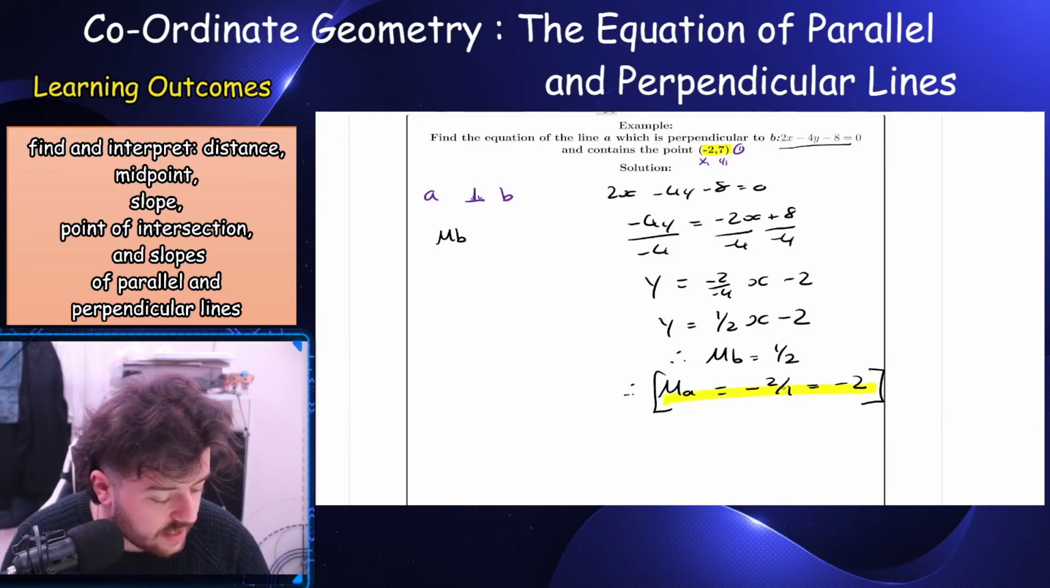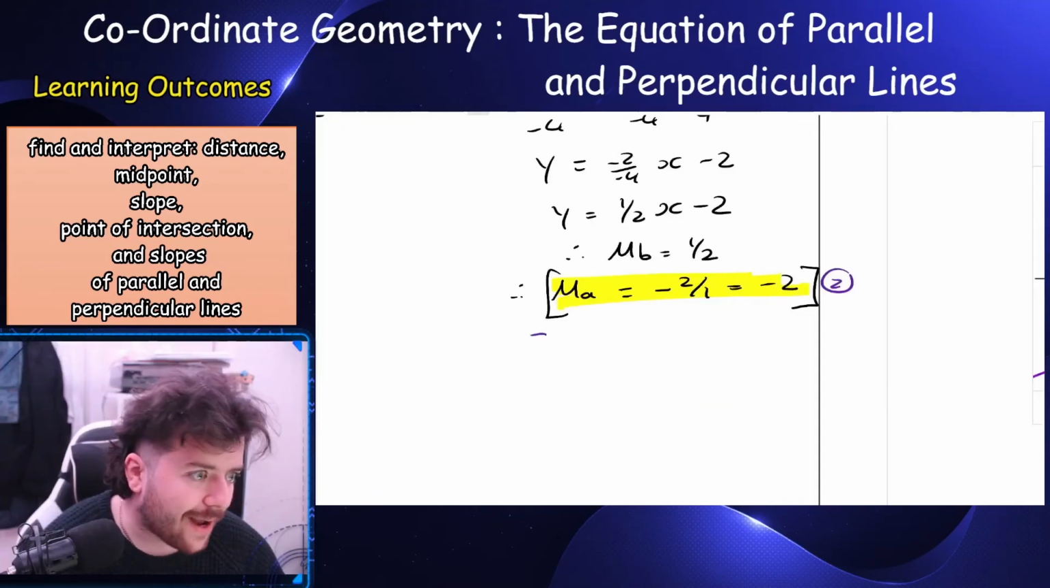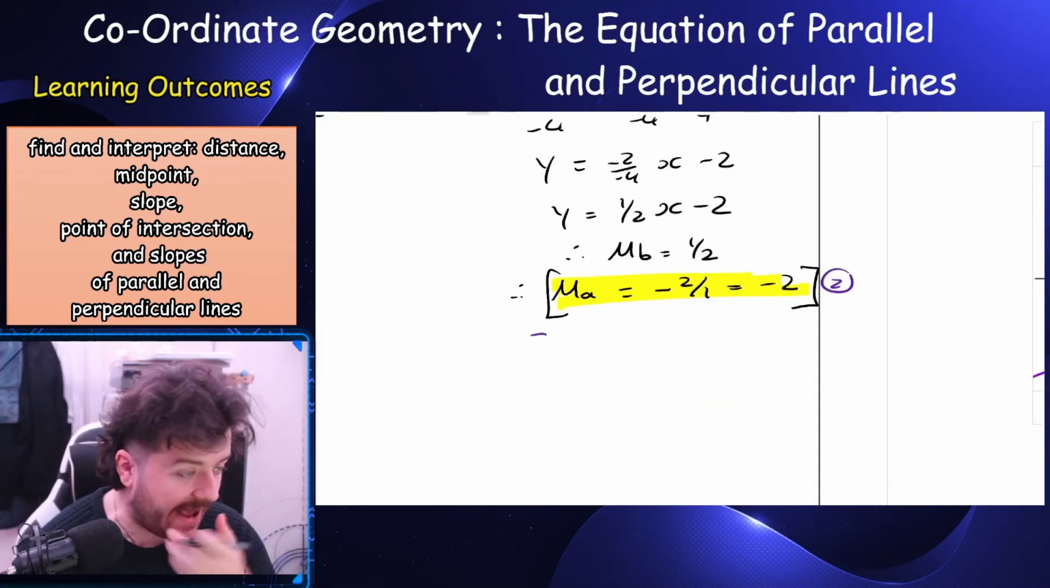Yeah, because they're perpendicular. And then that is, sorry, actually I have to edit there. Anyway, action.